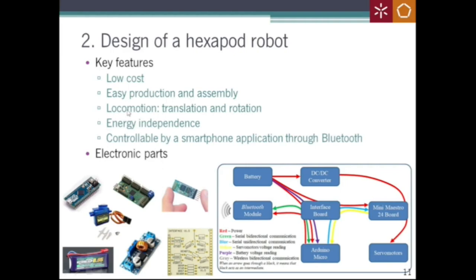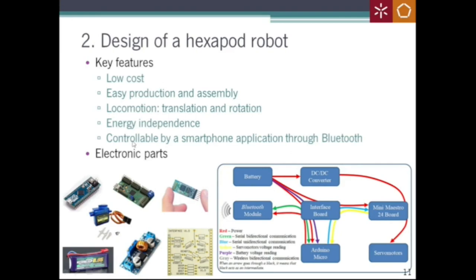With regard to locomotion, as the budget is reduced, the robot must move in a plane free of obstacles, performing translations and rotations. The robot must have its own power source and must be able to run for 20 minutes. Through a smartphone application, the robot must receive the commands for its control via Bluetooth and send information about the battery status.